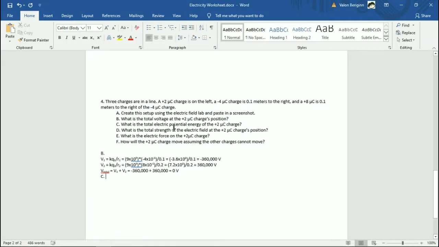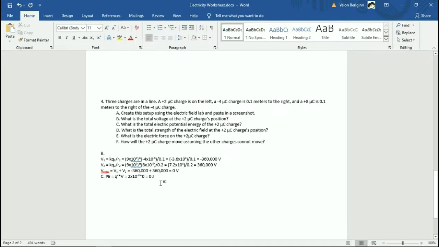All right, what is the total electric potential energy? Well, it's the new charge, which in this case would be this charge here. We're going to put back in as that charge. So we say, okay, here we go, 2 times 10 to the negative 6. But it's times the voltage, which is 0. So the potential energy is 0. Yep.